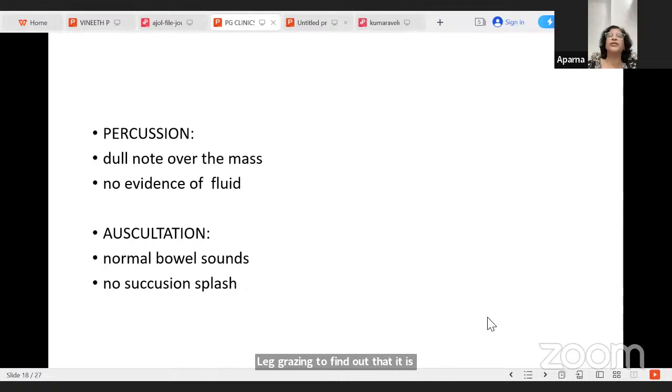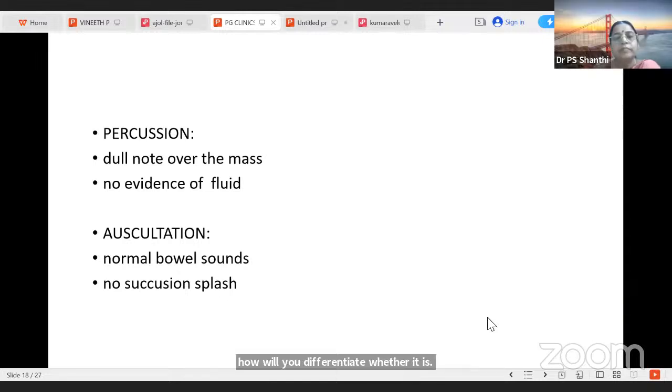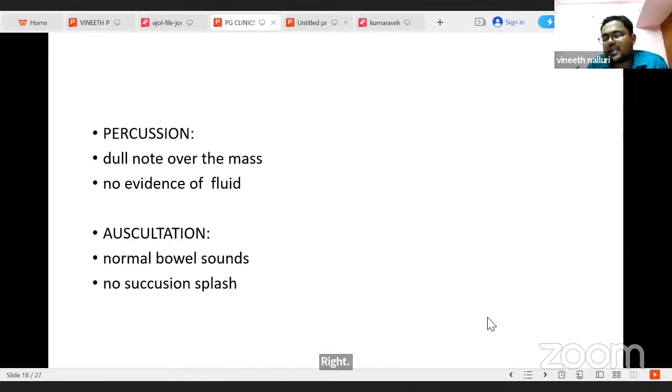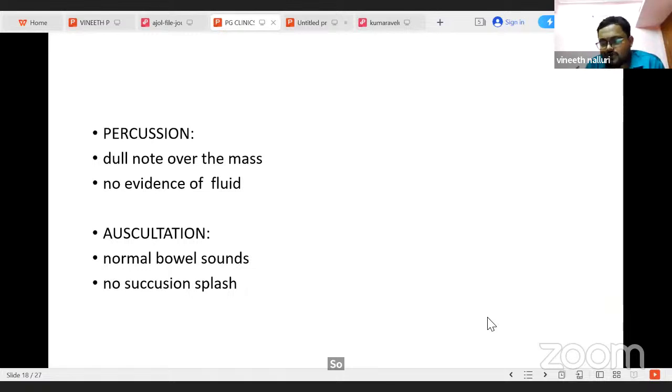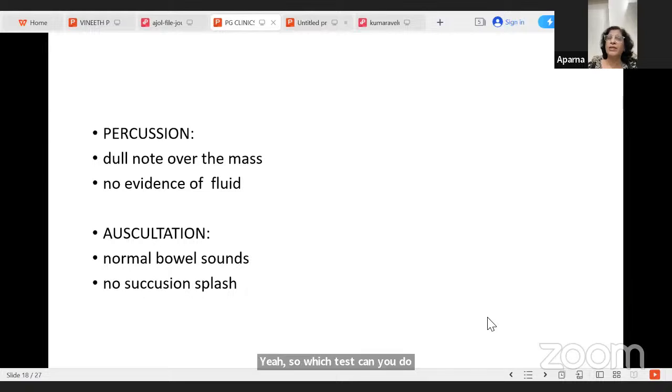And how will you differentiate whether it is retroperitoneal or intraperitoneal? During the leg raising test, the prominence of the lump will decrease if it is arising intraperitoneally. Yeah, and if it is retroperitoneal, it will also decrease, no? Yes, ma'am. Leg raising will not tell you whether it is retroperitoneal or intraperitoneal. It will only tell you intraperitoneal or extraperitoneal, anterior, not posterior. So which test can you do? Why am I asking this question?